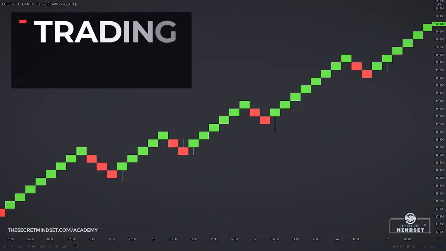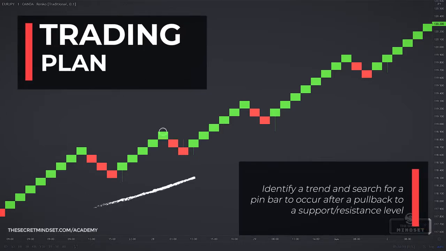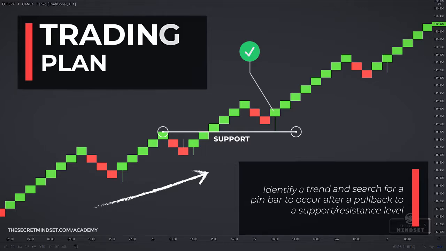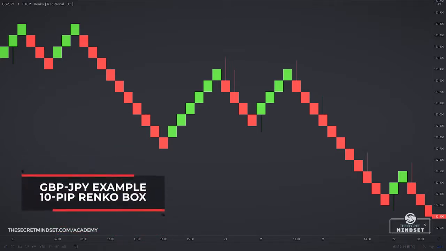Remember, besides support and resistance criteria, we aim to trade Renko pin bars with the trend. Pin bars that occur in trending markets offer good trading opportunities with high risk-reward ratio. The strategy is simple. You start by identifying a clear uptrend or downtrend, and you wait for a pin bar to occur after a pullback to a support or resistance level. This example shows how this price action signal works if it's traded with the trend.